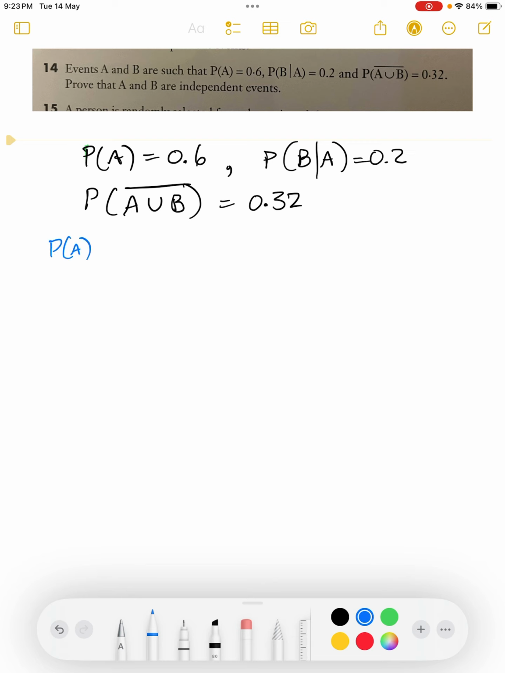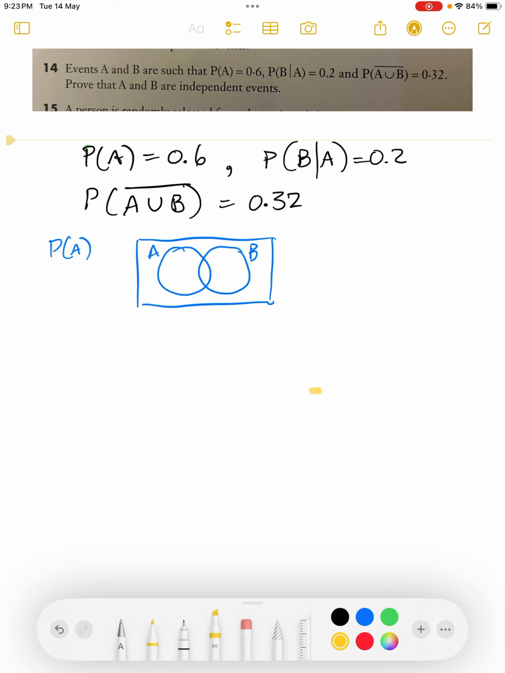What is the probability of A? That's A, that's B. The probability of A is this part here. That's the probability of A, and by the way that's 0.6 in that yellow part. The probability of B given A, well, what's that look like in a picture?